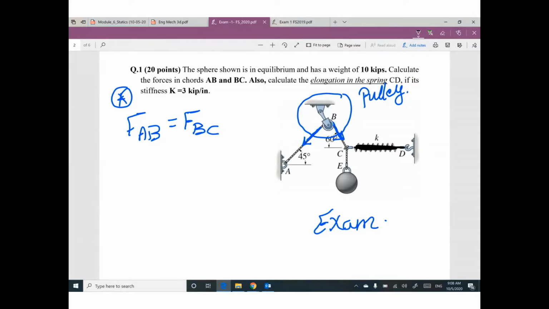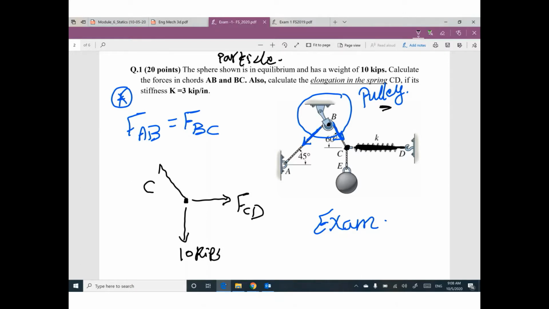So what do you have at the pulley? We are looking for particle equilibrium. Particle means one point. I cannot do equilibrium at B because B is not a particle, it's a pulley. So I will do particle equilibrium at C. I have a vertical weight, which is 10 kip. I have a horizontal force, which is the spring. I forget it. So we have FCD. I have an inclined force, which is FCB. I am done.